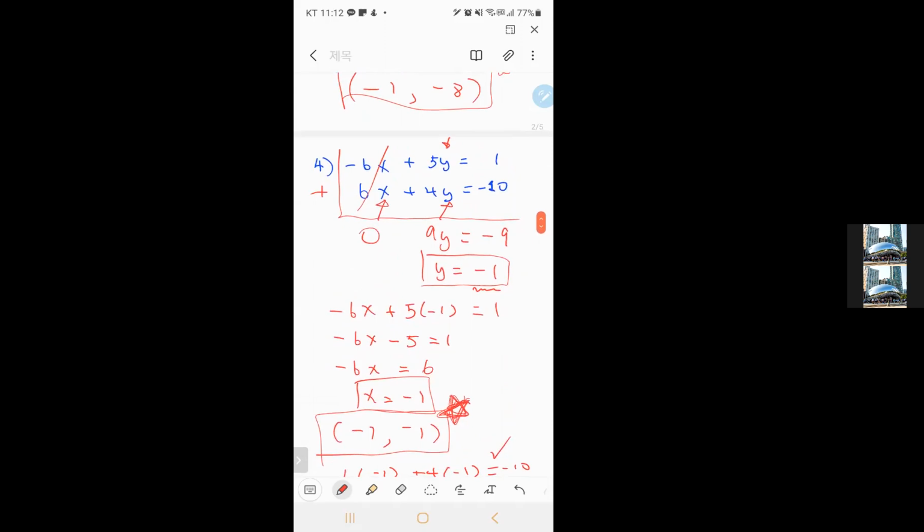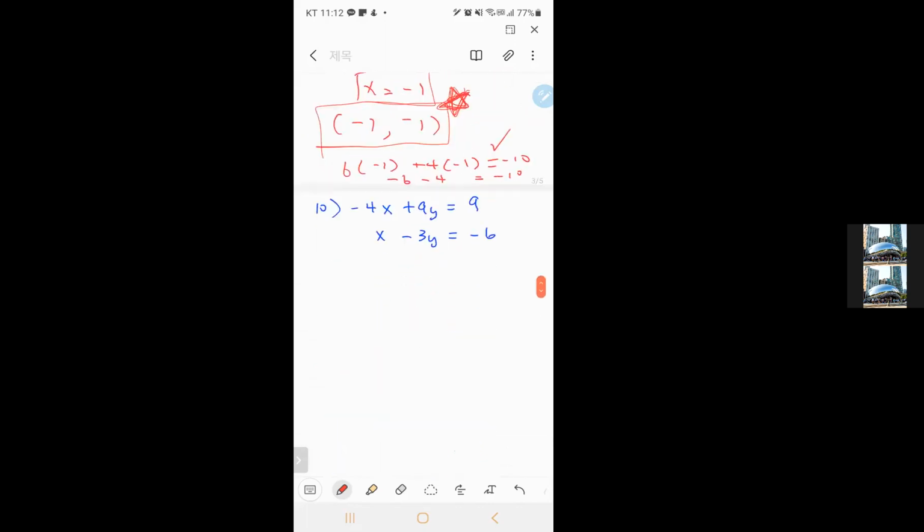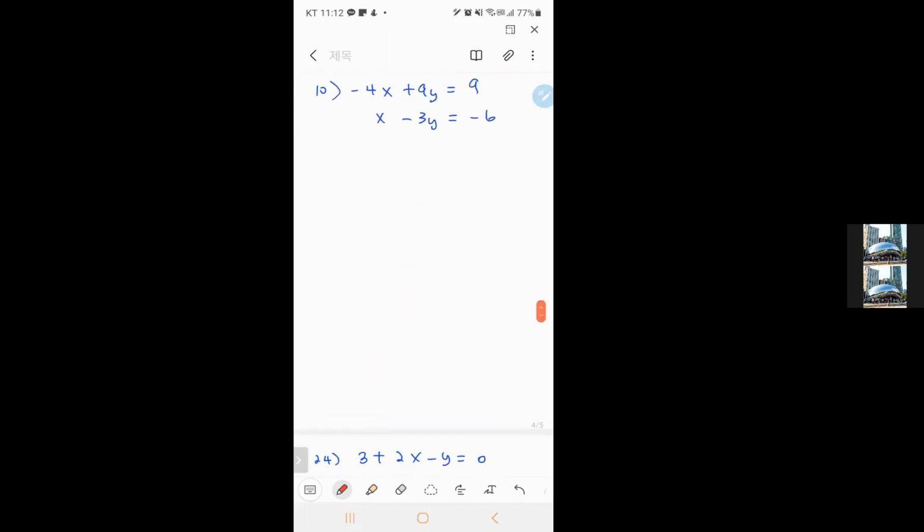But here I just added the two equations to eliminate x. But here I cannot do that. I cannot subtract or add any of the equations because the coefficients are not the same. So from here, let's multiply the bottom equation by 4.